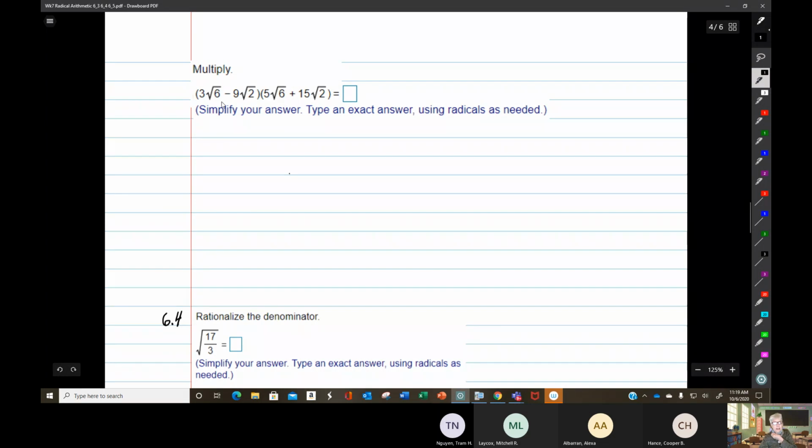This is that same kind of problem. They're conjugates. No, they're not. I would have gotten it wrong. They are not conjugates. This is 3 times the square root of 6. This is 5 times the square root of 6. They're not even the same first term or the same second term.